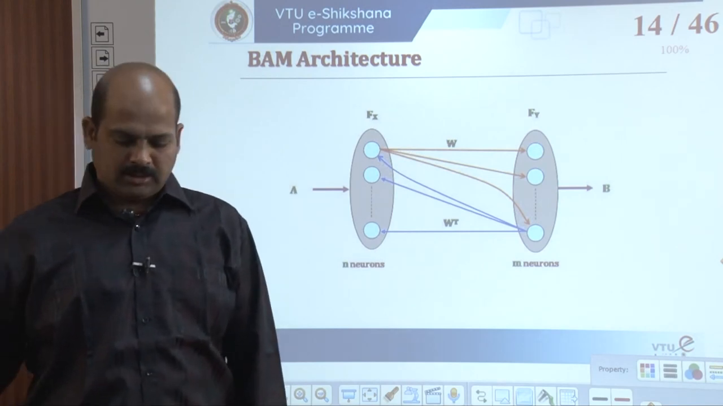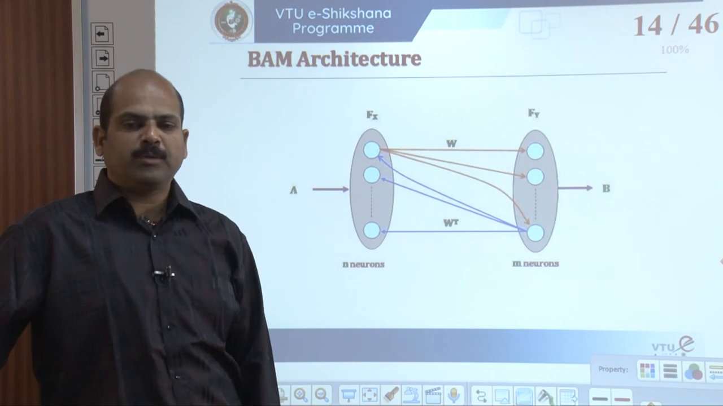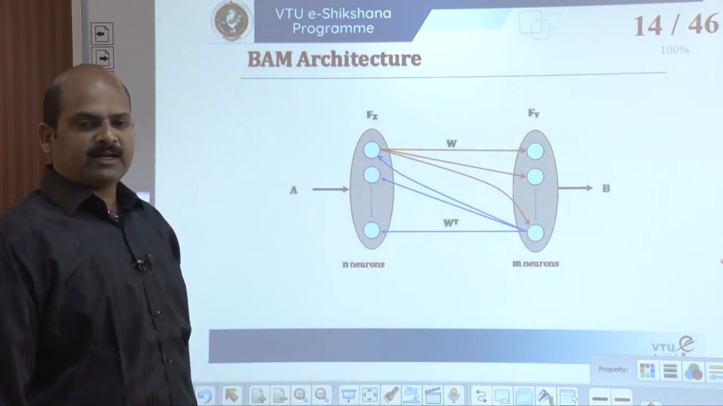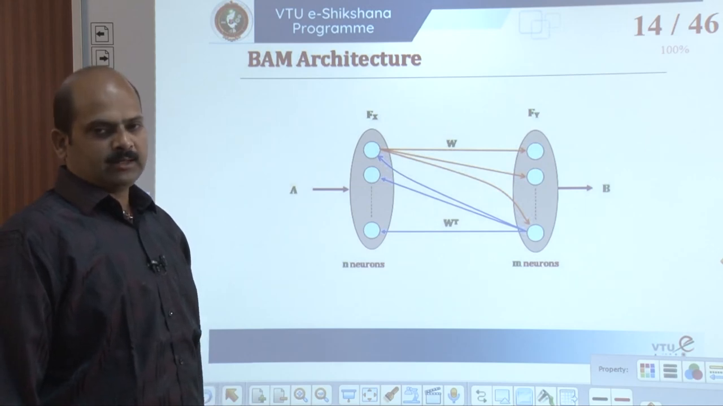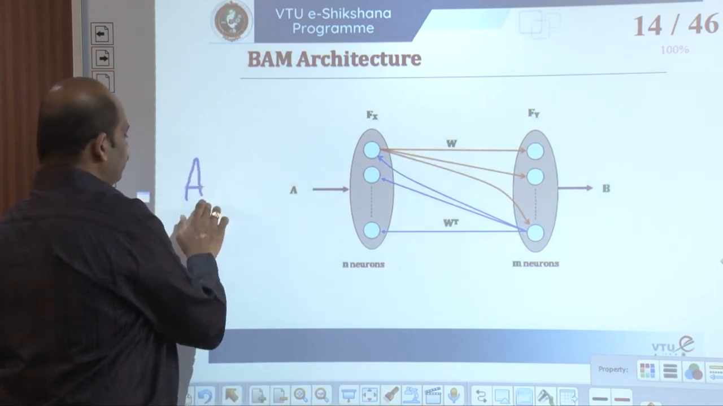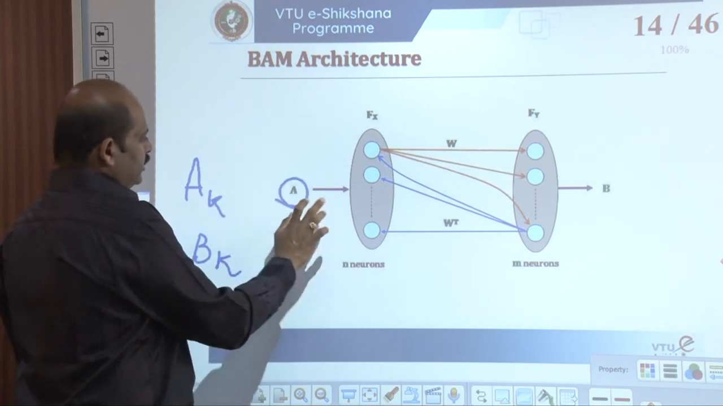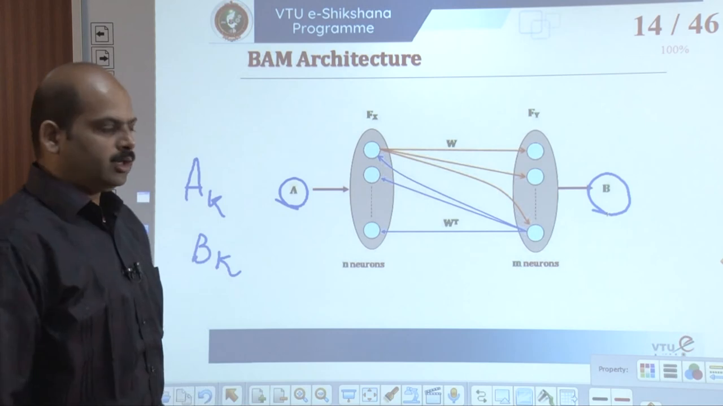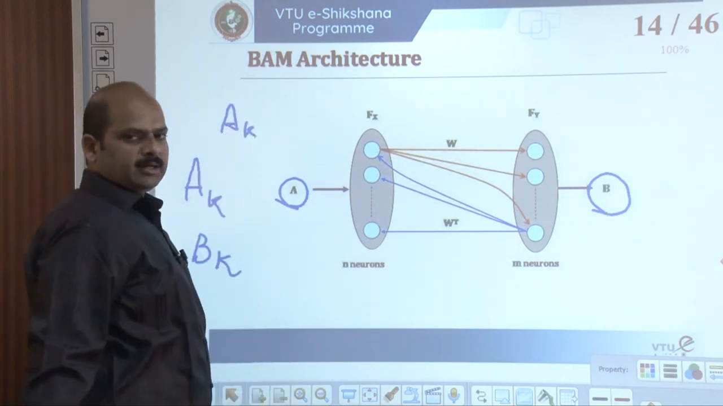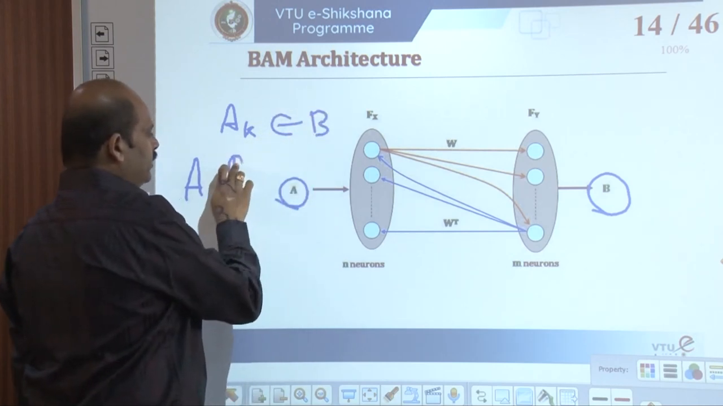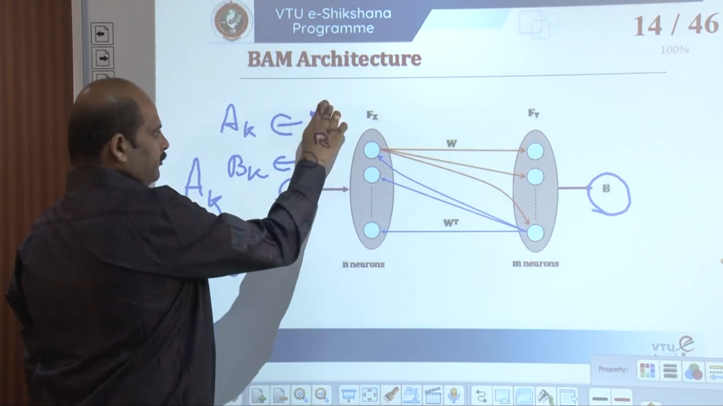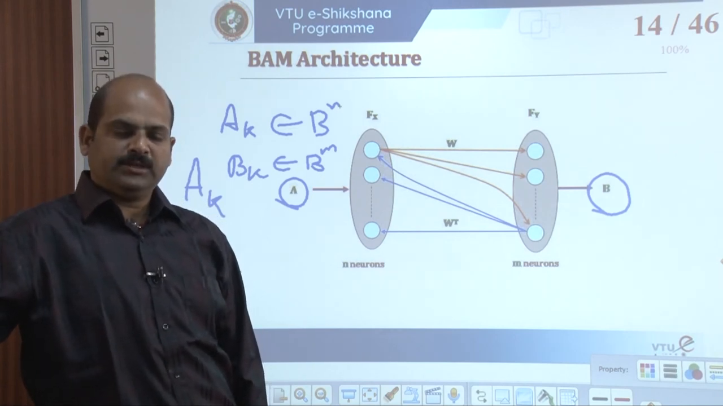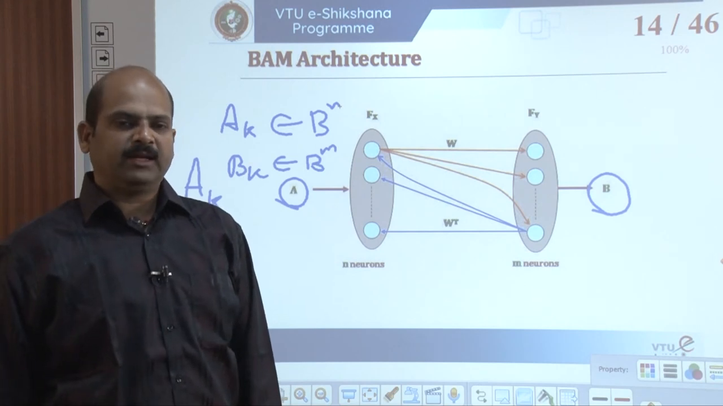We now proceed to generalize the idea of associative memory by allowing a pair of different vectors to get associated with each other. That is going to be taken as A of k and B of k. A of k is always a subset of R to the power of n, and B of k is always a subset of R to the power of m. Such associative memories are called heteroassociative, since they associate vectors from one vector space to another.